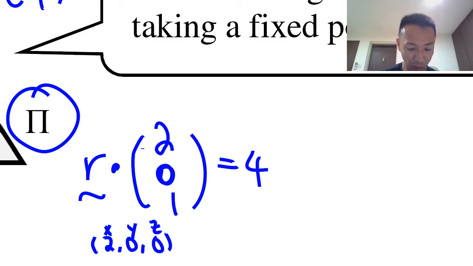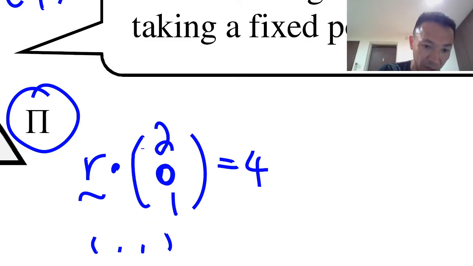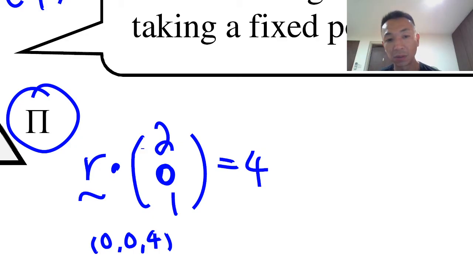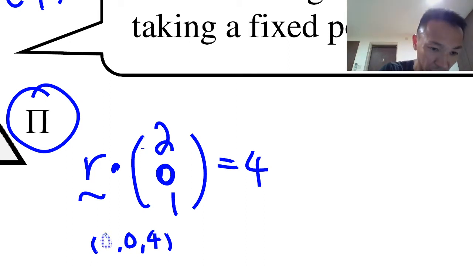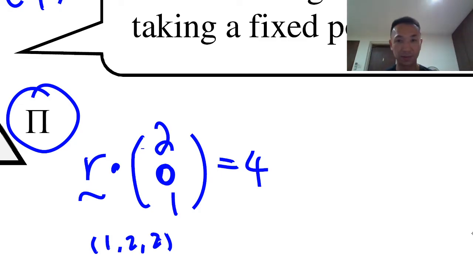Now, of course, you don't want to have (2, 0, 0)? Of course you can. Can you say (0, 0, 4)? Also can. As long as it satisfies the equation, we are good. You like (1, 2, 2)? Also can. As long as it satisfies the equation, you are good. So, the point is, we just find any point.